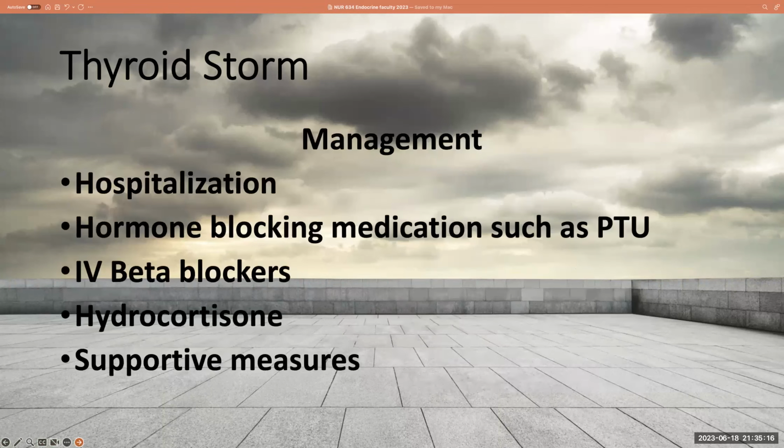One last thing is subclinical. Here is your management of thyroid storm, which I just discussed.